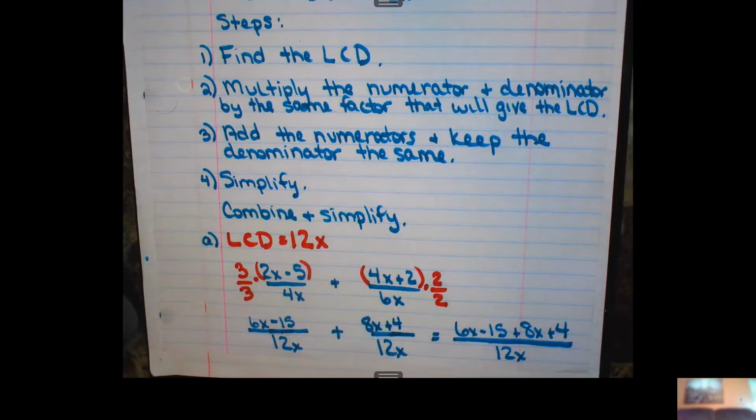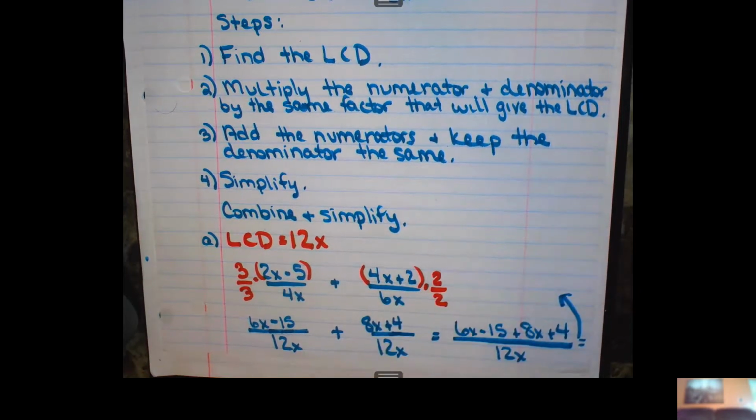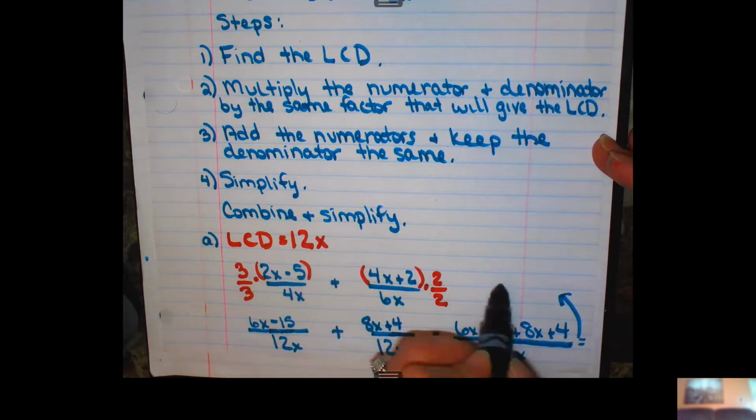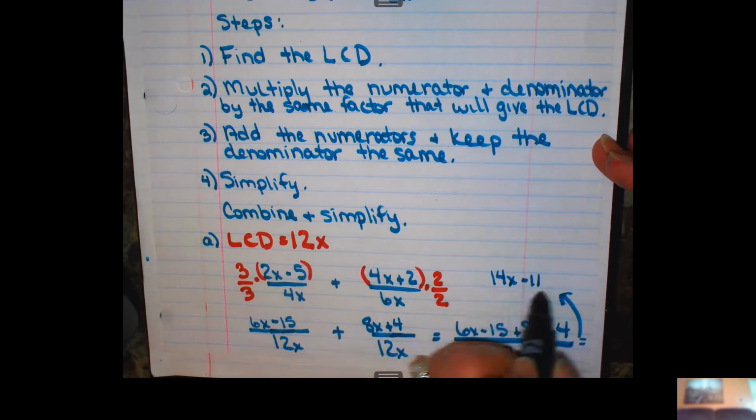And we're going to go ahead and do that. So I'm going to go up here because I've run out of a little room. So I'm going to add like terms. So 6x plus 8x is 14x. Negative 15 plus 4 is negative 11, so minus 11. And I keep my denominator, my 12x.